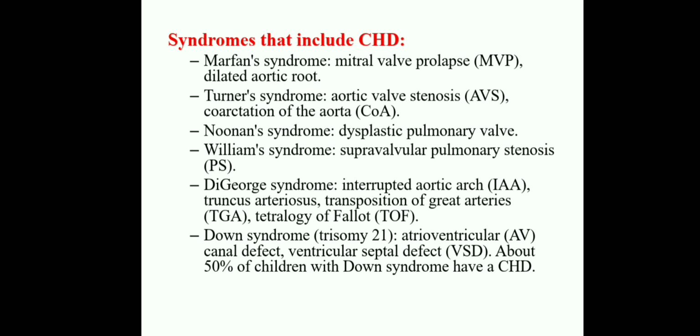And finally Down syndrome. You know about Down syndrome. This is a chromosomal abnormality, that is trisomy 21. Because of that, the congenital heart diseases affected are atrioventricular canal defects, AVCD. Okay, and then ventricular septal defects also are present, and about 50% of children with Down syndrome have congenital heart disease. Okay, these are the syndromes associated with congenital heart diseases.